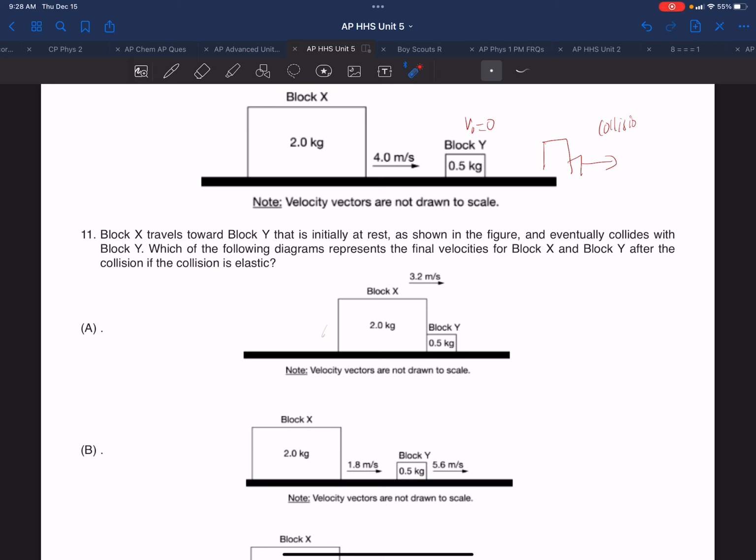If the collision is elastic, that means the kinetic energy remains the same. Now we lose kinetic energy when they stick together. That is inelastic. So if it's elastic, they can't stick together, which is what we predicted or expected would happen. So this one is out.